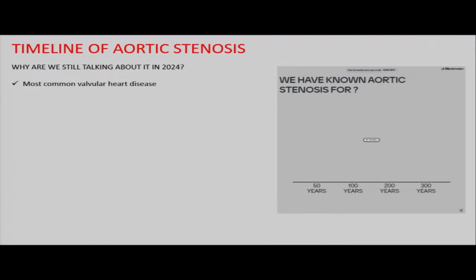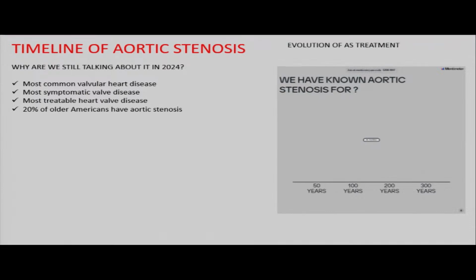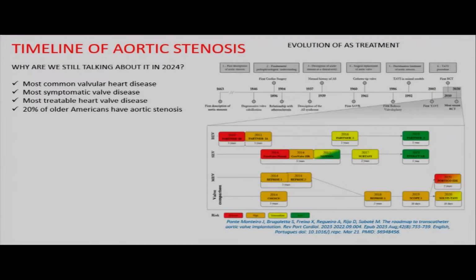So it's the most common valvular heart disease. It's still the most symptomatic valve disease, most treatable valve disease, and also almost 20% of older Americans are going to have aortic stenosis, right? So very important. The evolution of aortic stenosis treatment is amazing, right?